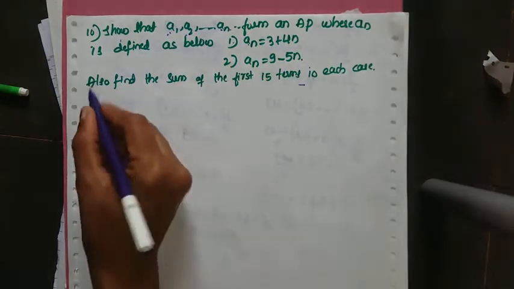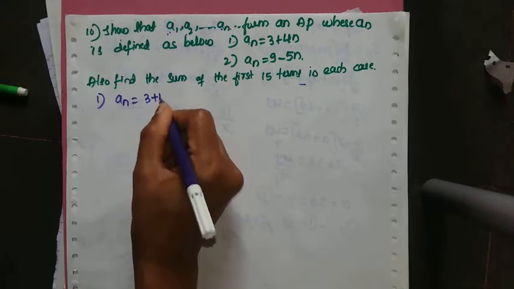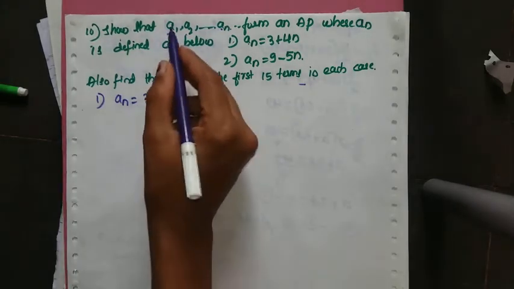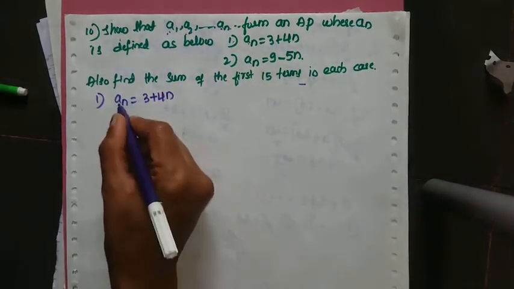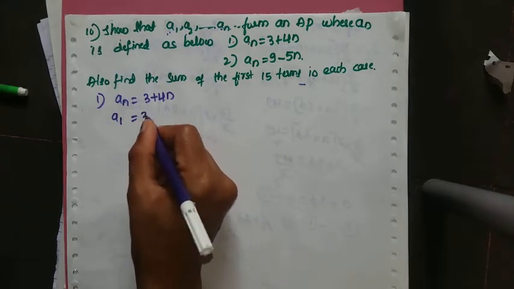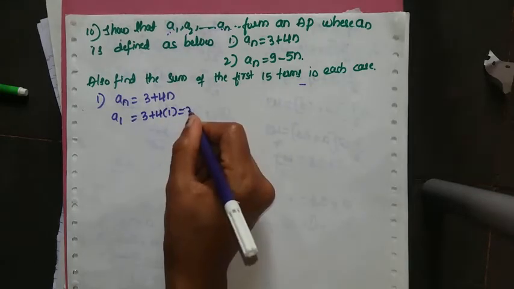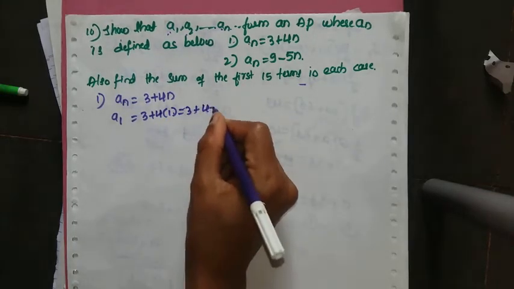The first question is An equals 3 plus 4n. So here I just find out A1, A2 and so on. First term A1: substitute n is 1, 3 plus 4 times 1, 3 plus 4 equals 7.